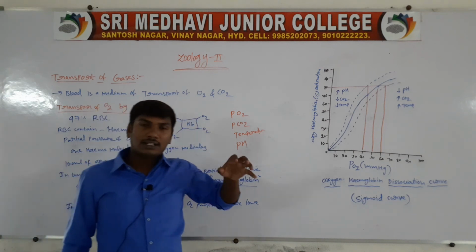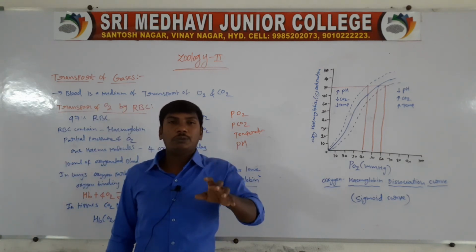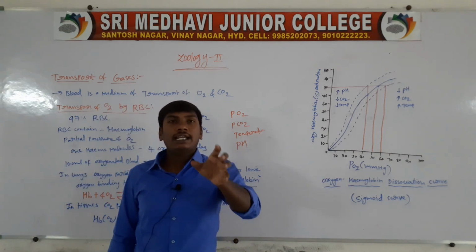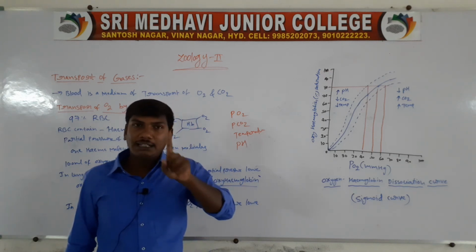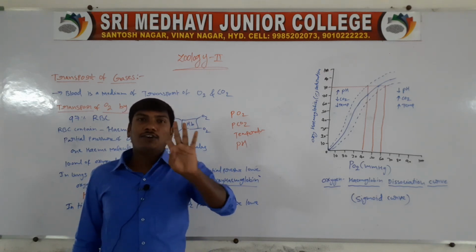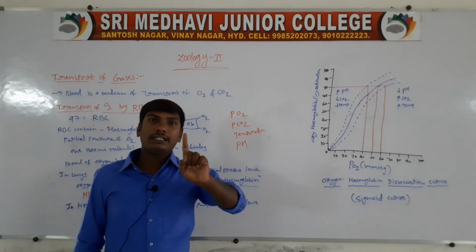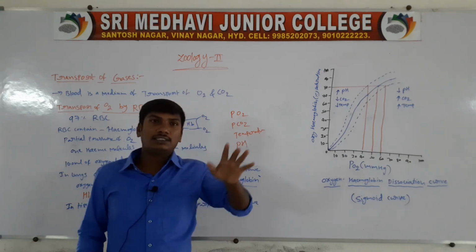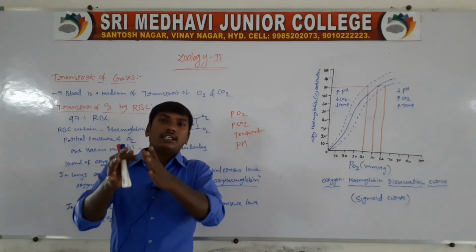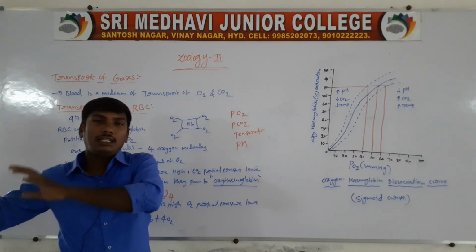The red blood cells contain hemoglobin. That hemoglobin contains heme molecules. One hemoglobin carries 4 oxygen molecules. Hemoglobin binds to oxygen, forming oxyhemoglobin.